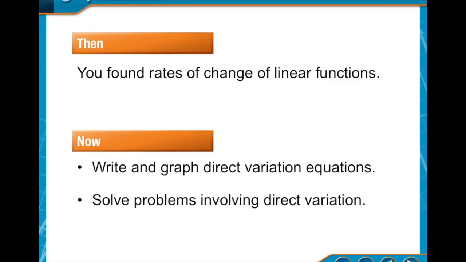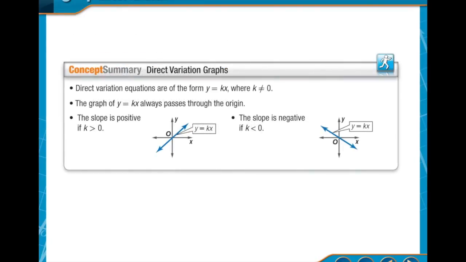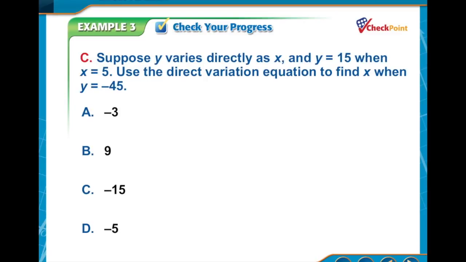So remembering that these go through the origin, we know that these are not too hard to graph. We can do these things. So the vocab is the same. We're going to work with that COV, that constant of variation that comes attached to our x. We know slopes going up to the right are positive. Slopes going up to the left are negative. So we have those in our toolbox as we get going here.